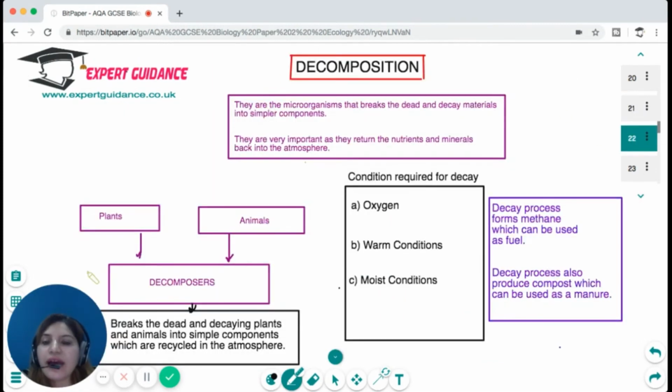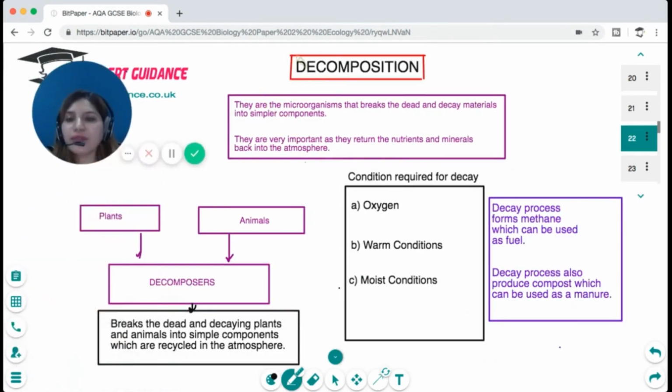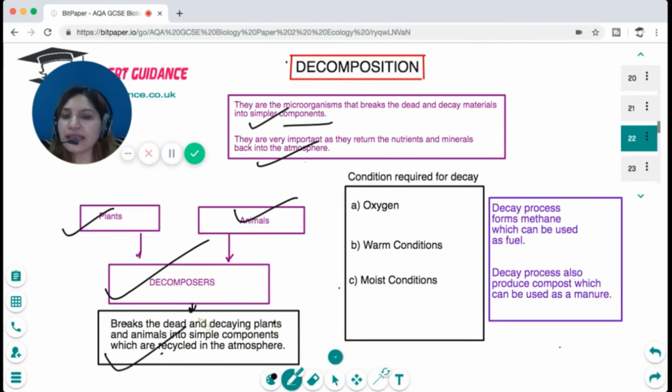Okay. Now, next is a very important concept, which is decomposition. What are decomposers? Decomposers are the microorganisms that break the dead and decayed materials into simple components. They are very important as they return the nutrients and minerals back into the atmosphere. So when plants and animals die, it is the decomposers that break the dead and decaying plants and animals into simple components which are recycled in the atmosphere.